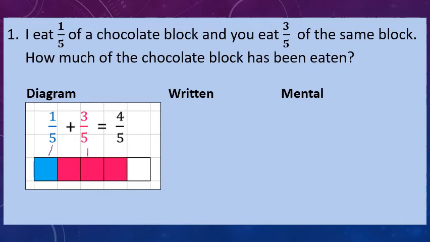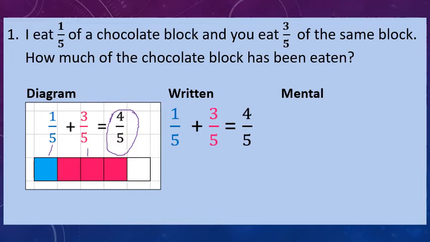It's not asking me how much is left, it's asking me how much has been eaten, so I need to add these 2 together. I could also work the other way around. I could also start with a whole and then subtract 1/5 and then 3/5. That would show me that 4/5 have been eaten, but I like this addition strategy because it makes it nice and clear that this is the answer. We can also show this in writing as well.